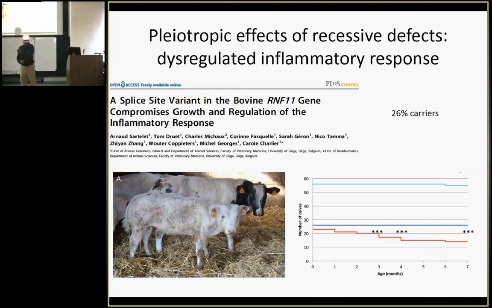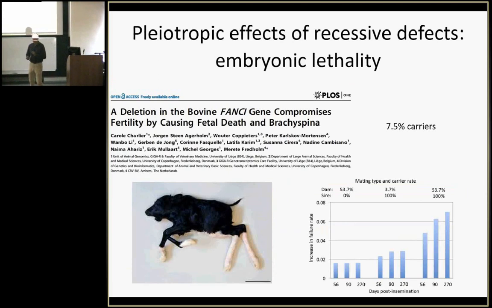But if you follow these animals during their growth, a significant proportion of them is going to die, and it's going to die because they have a dysregulated inflammatory response. So when they're exposed to pathogens, they essentially overreact, their inflammation is excessive, and they die from the fact that they cannot downregulate their inflammatory response. So the impact of this mutation is not only via dwarfism, but because it affects a very complex trait, which is susceptibility to infectious diseases. So that increased the impact and the importance of having identified the mutation.